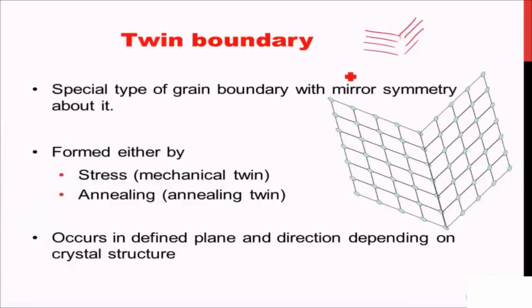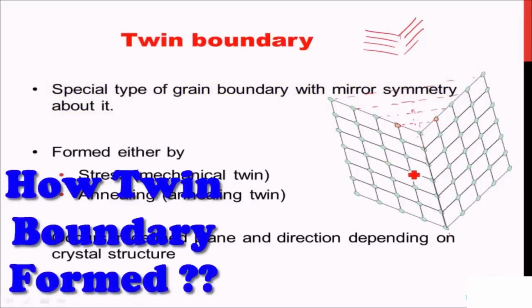But in the case of twin boundary, there is a symmetry in the misorientation. That is, this image represents a twin boundary. What is happening is that this is the twin boundary, and for every atom in this grain, there is an equivalent atom, a mirror image, if you would like to say. So they exist in pairs. For every atom here, there is another atom in the other grain, right? So it is a special type of grain boundary with mirror symmetry about the twin boundary.